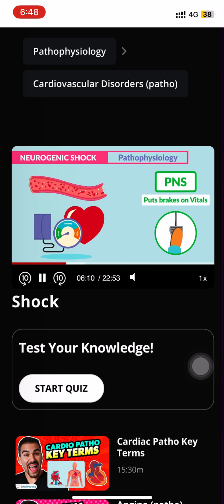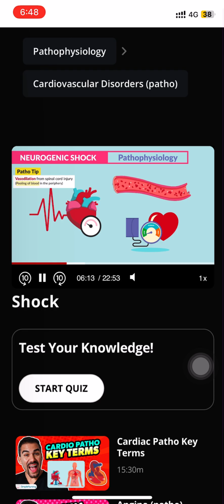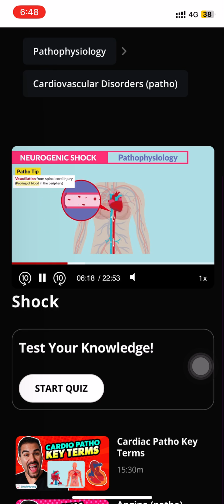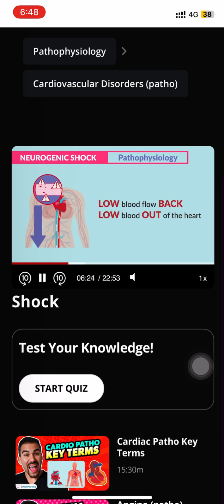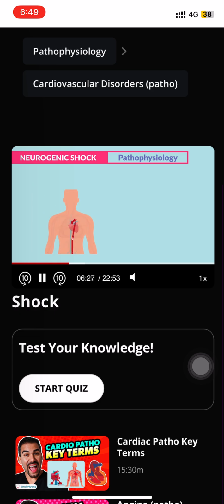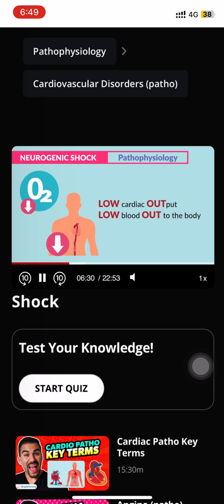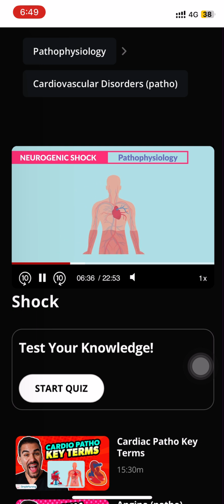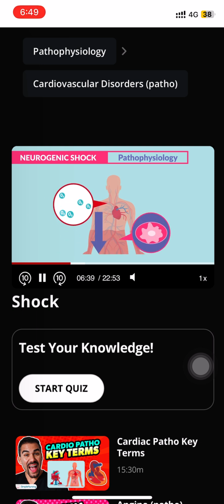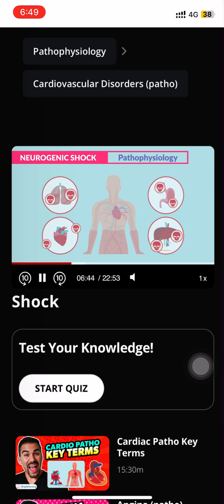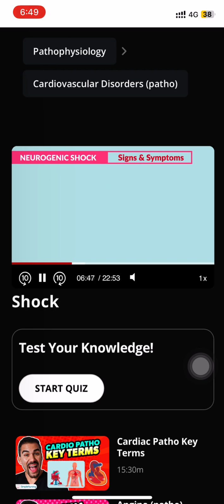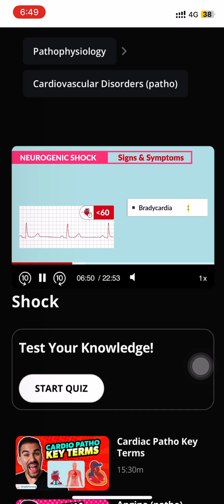So naturally, we see low and slow vitals, like a low and slow heart rate and blood pressure, as vasodilation occurs, making it difficult for blood to return back to the heart. This decreased blood flow back to the heart leads to decreased blood flow out of the heart, basically decreased cardiac output, meaning less oxygenated blood out of the heart into the body. This results in poor tissue perfusion from the lack of oxygen and impaired cell metabolism, resulting in organ failure and ultimately death.